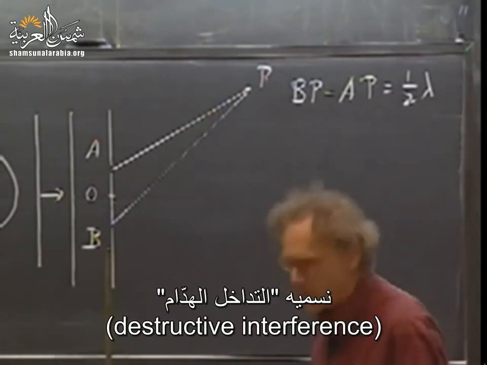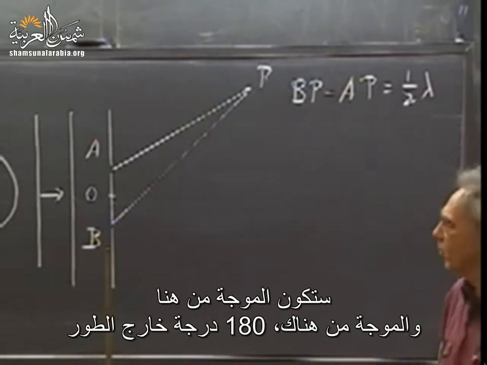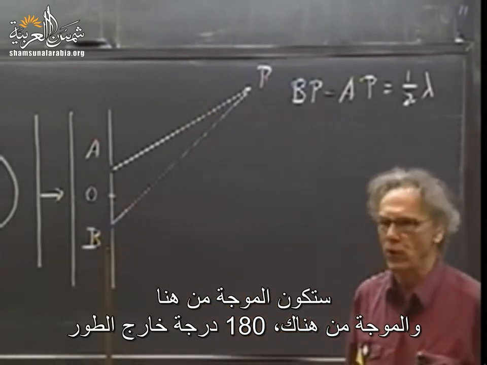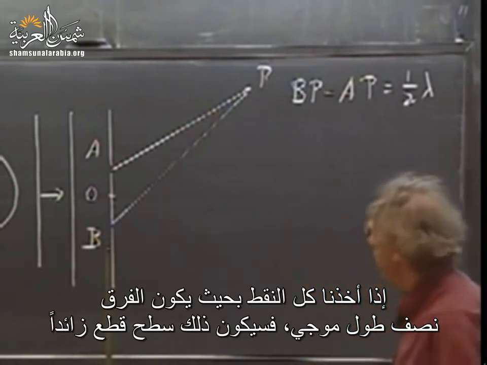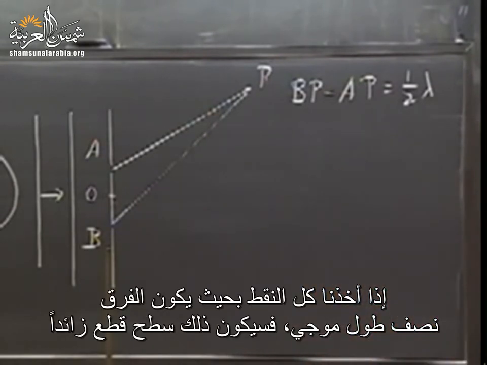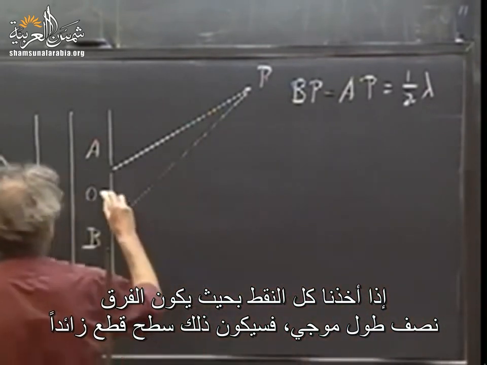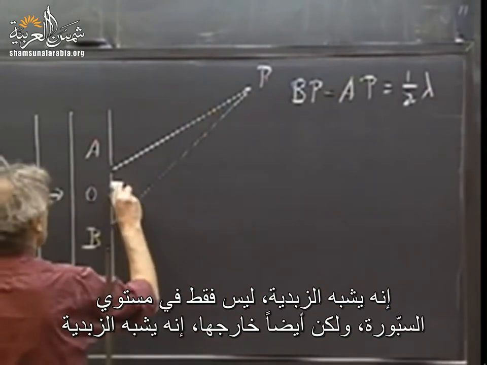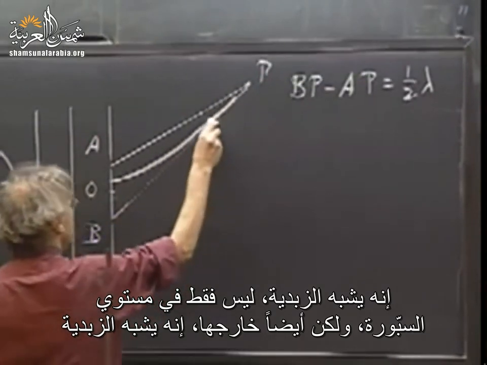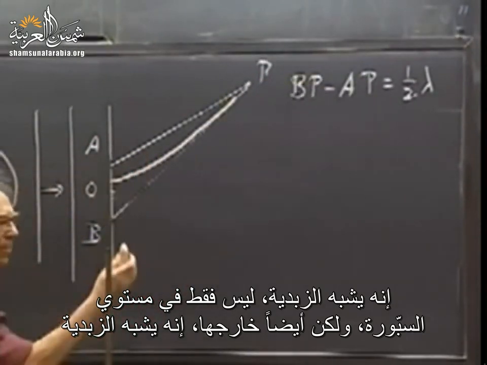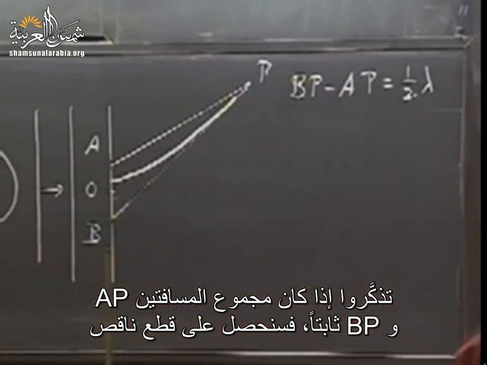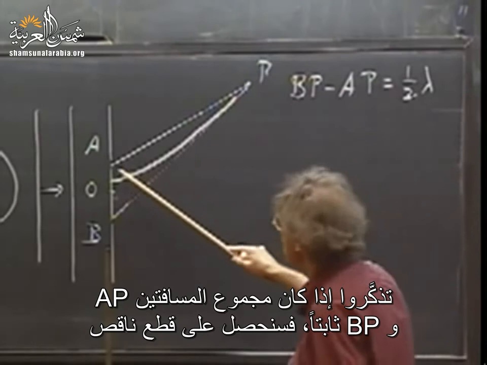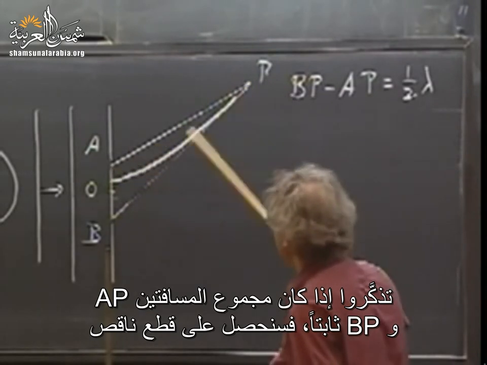We call that destructive interference. The wave from here and the wave from there would be 180 degrees out of phase. And if you take all the points for which the difference is 1/2 lambda, that is a hyperboloidal surface. It's like a ball. It's not only in the blackboard, but it also comes out of the blackboard.